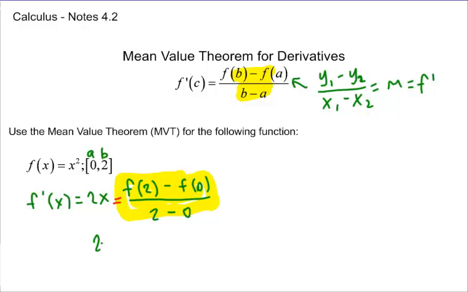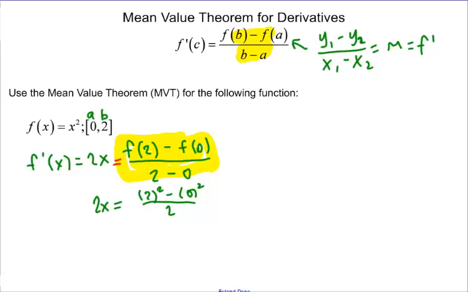We would say that 2x is equal to f of 2, in other words, 2 squared minus 0 squared, divided by 2. And so this is going to be 4 divided by 2. And 4 divided by 2 is 2. So 2x equals 2. Well, where does this happen? And it happens when x equals 1. So what this is telling us is that the tangent line to x squared at x equals 1 has a slope of 2, and it just is satisfying the mean value theorem.